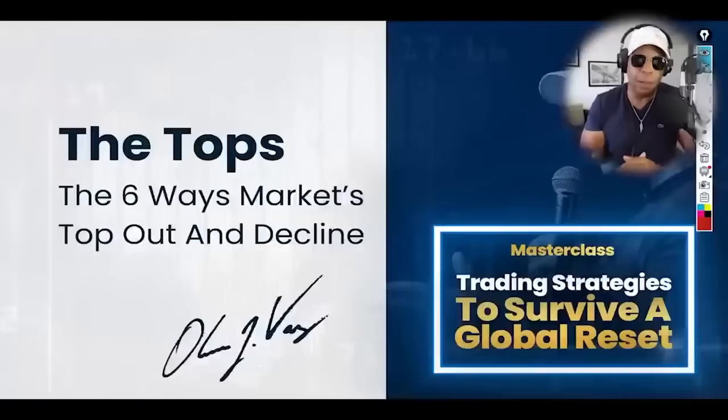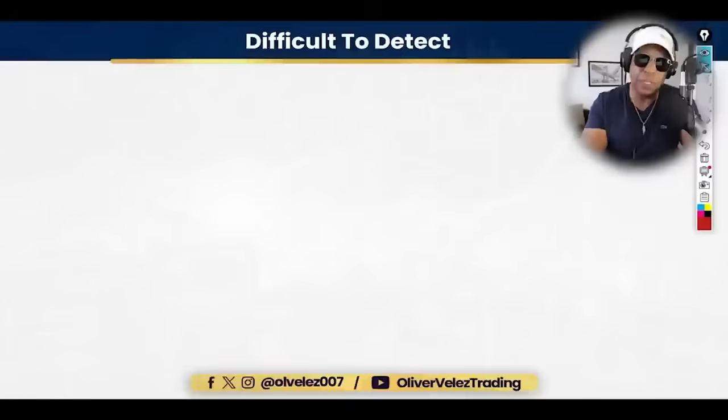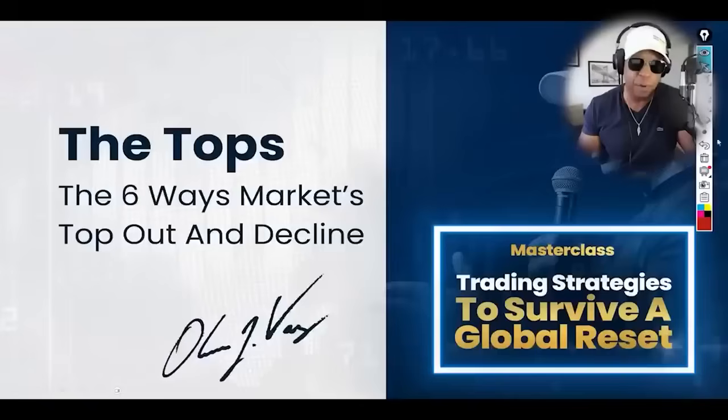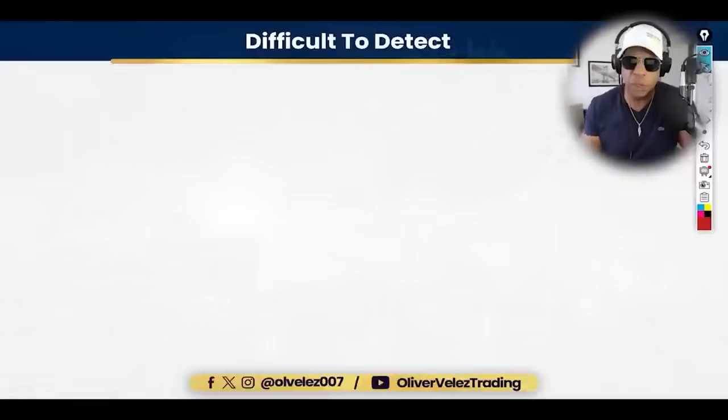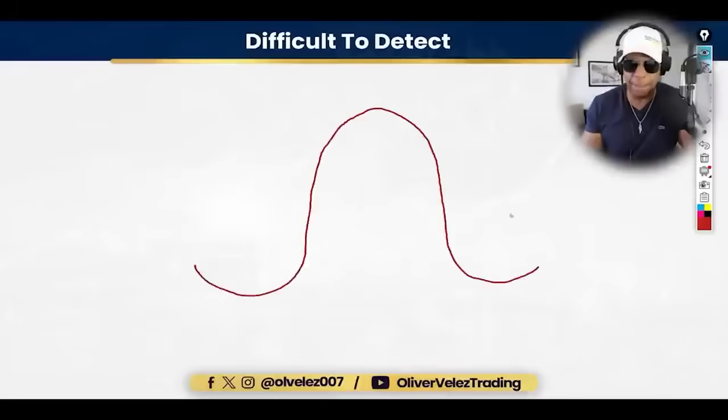Let's talk about the tops. There are 6 ways that markets top out in declines. But before I do that, I want to make sure you understand what we're talking about here. Let's draw this cycle again. I want you to understand we know this cycle is broken up into 4 parts.